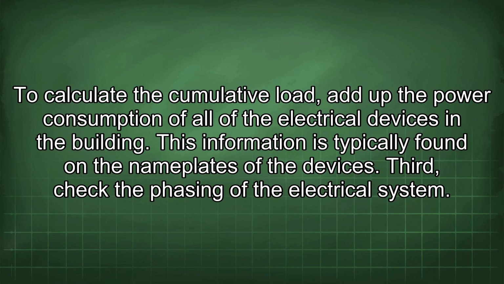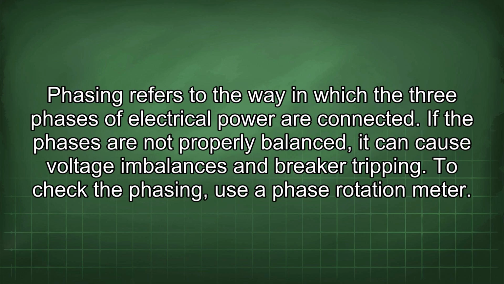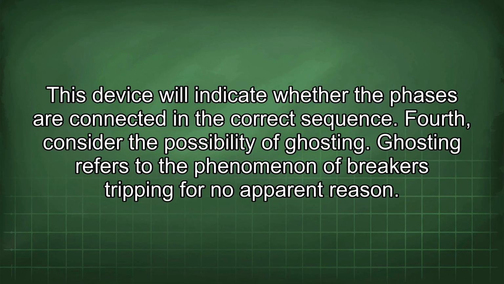Third, check the phasing of the electrical system. Phasing refers to the way in which the three phases of electrical power are connected. If the phases are not properly balanced, it can cause voltage imbalances and breaker tripping. To check the phasing, use a phase rotation meter. This device will indicate whether the phases are connected in the correct sequence.